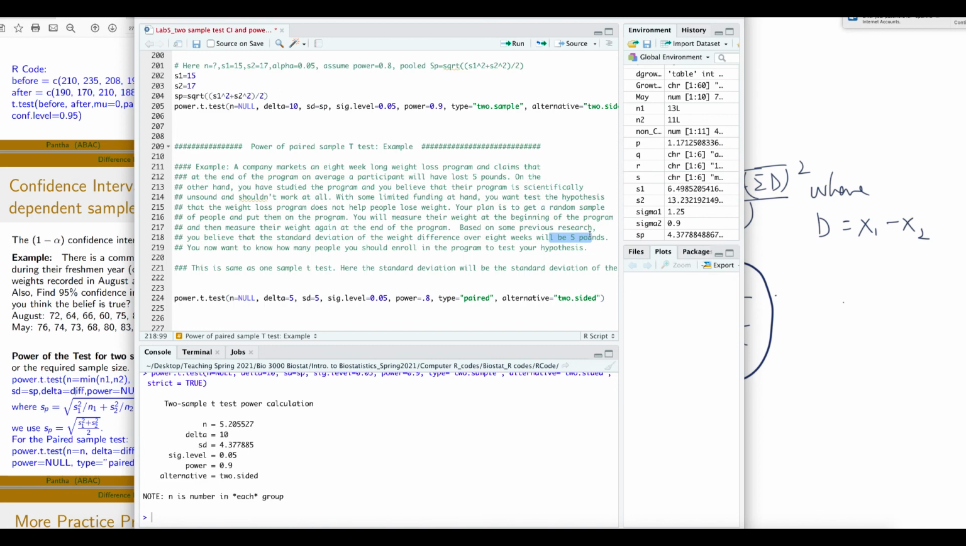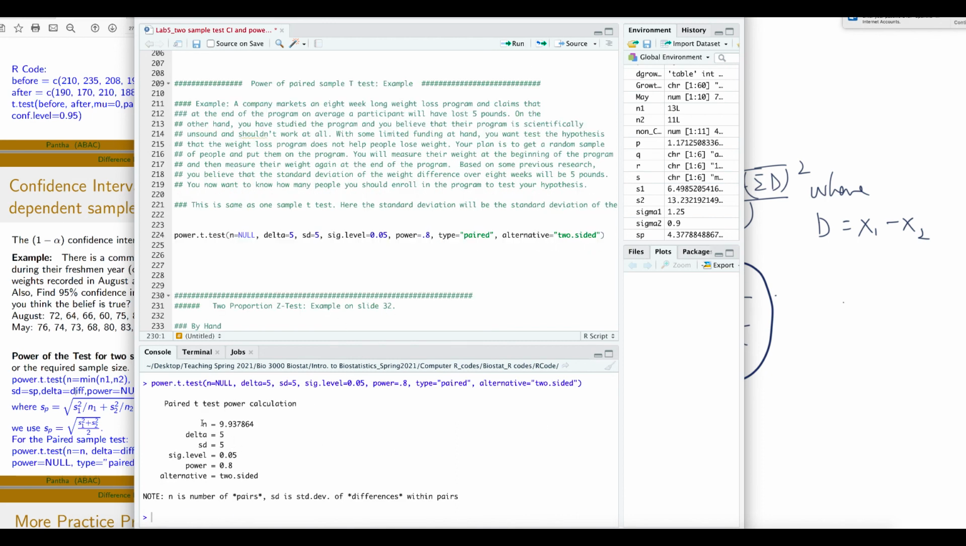Now you use power.t.test. To find n, you keep it NULL and then enter all those values here. We want to keep power at least 80%, and the type is paired. This is the important thing. If you run this, you need at least 10 people involved to keep the power at 80%. If you increase the power to 90%, how many people do you need? You need 13 people. You always round it up. So, guys, this is how we find the power of the test as well.